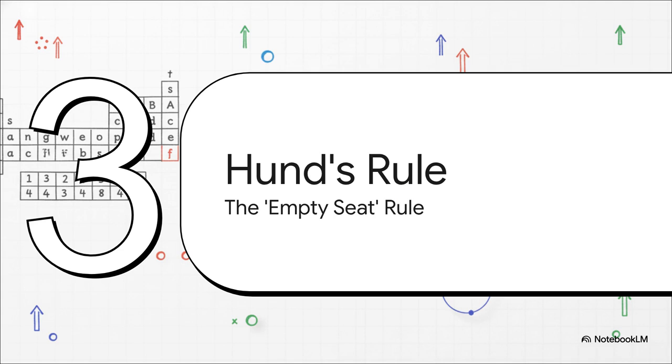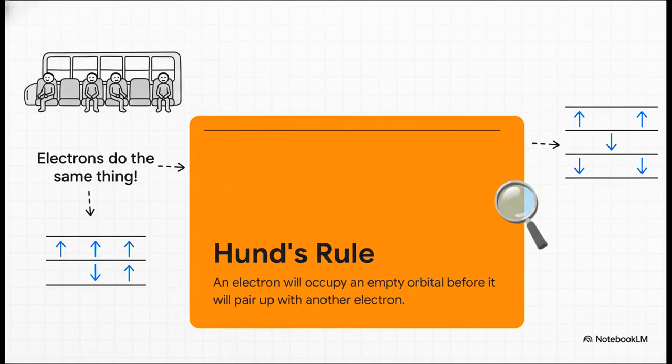This one handles a very specific situation. What do you do when you have a bunch of orbitals that all have the exact same energy, like those 3 p orbitals sitting side by side? Hund's rule is my favorite because it's just so relatable. I call it the bus seat rule.